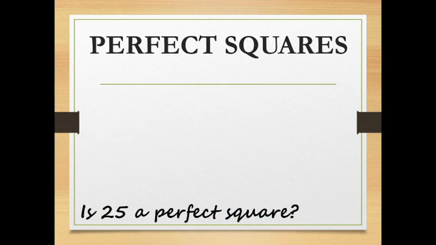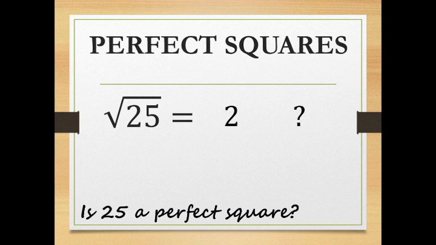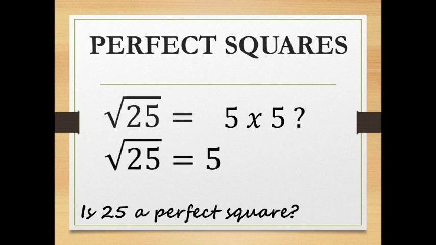How about 25? Is this a perfect square? Let's get the square root of 25. 2 times 2 ba? No. 3 times 3? 4 times 4? How about 5 times 5? Alright, square root of 25 is equal to 5. Since 5 is a whole number, then 25 is a perfect square.